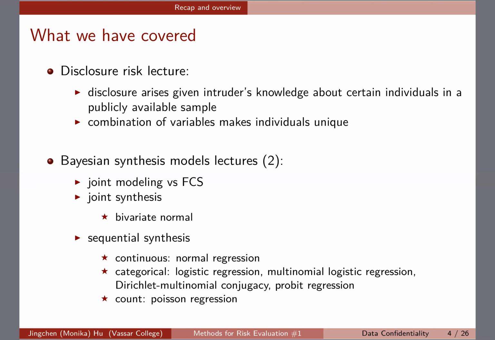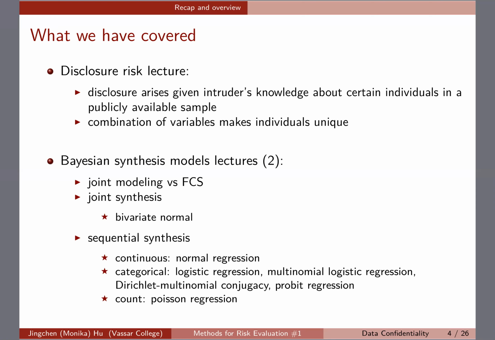For continuous, you can do normal regression. For categorical, if it's binary, you do logistic regression. For unordered categorical, you do multinomial logistic or Dirichlet multinomial. And if you have ordered categorical, you do probit. So again, this will require you to study this a little bit more and figure out JAGS or some other software to do this.